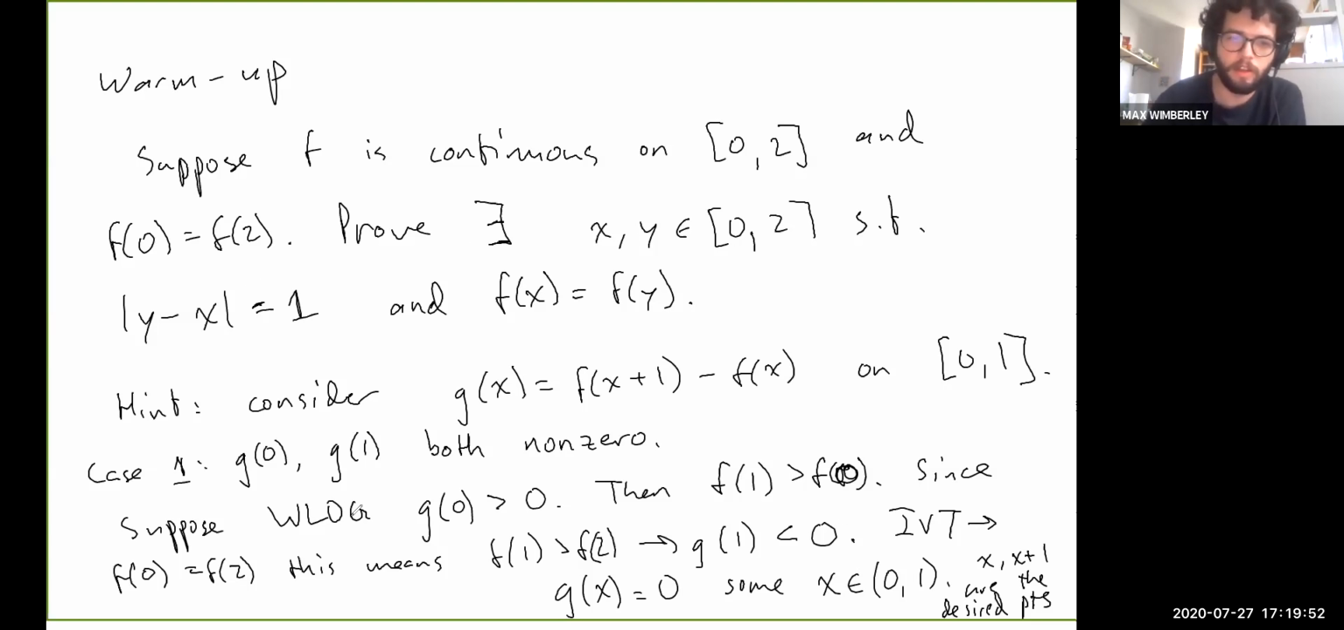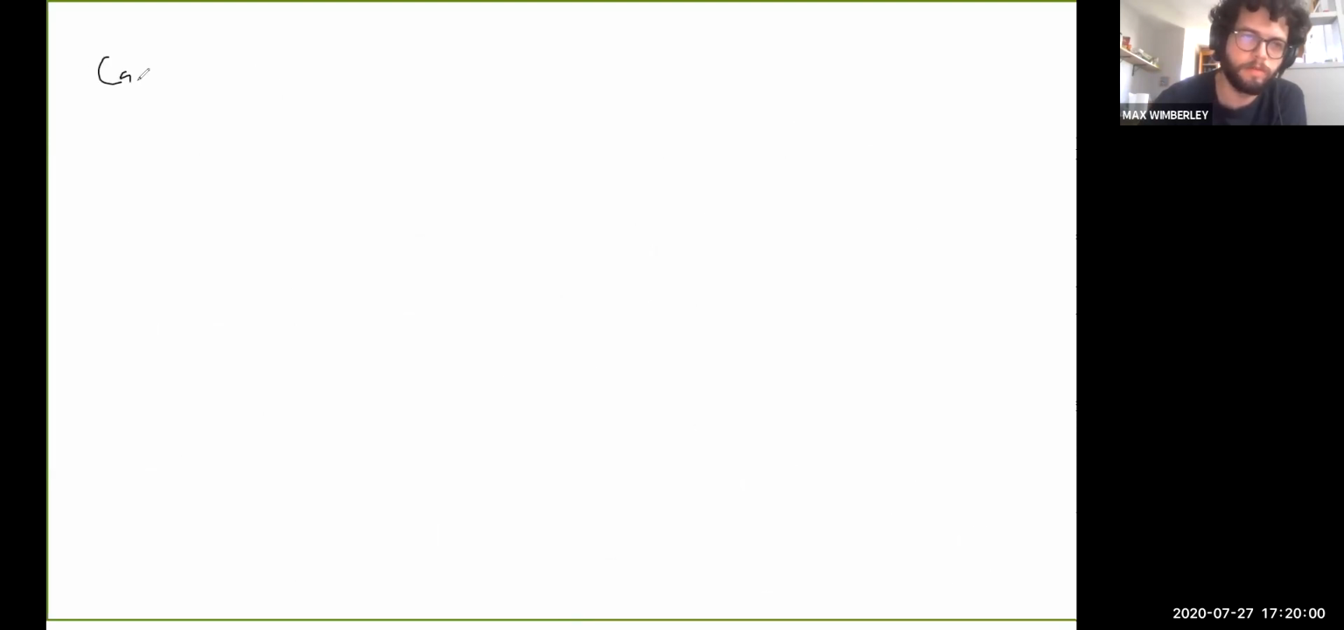And then on the other hand, one of them could be 0, right? But then it's obvious. So case 2: one is 0. Say G(0) is 0.